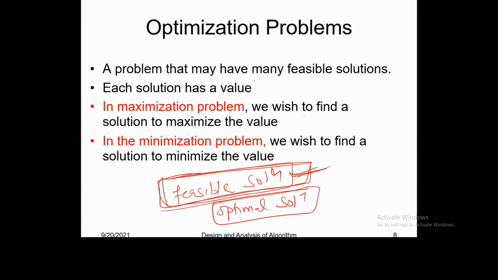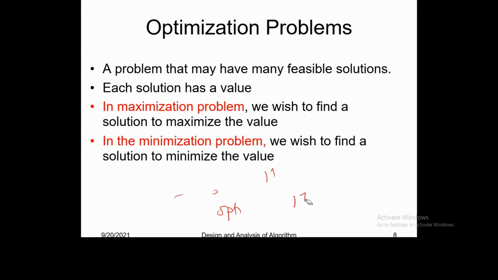But out of these several feasible solutions, there will be only one optimal solution, depending on the condition. Optimality can be defined as the best one among all of them. It depends on maximization and minimization. Somewhere the maximum value is optimal, somewhere the minimum value is optimal. It depends on the problem separately.